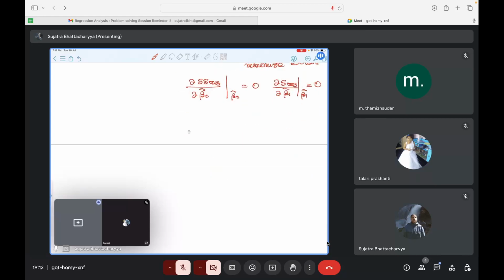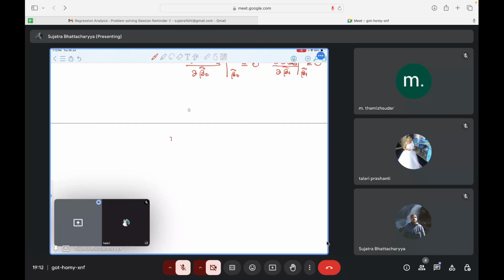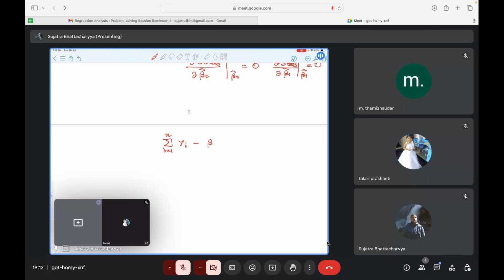Based on that, if you do it, you will get simple equations. I'm just quickly writing; you can derive it later. You can see the lectures also. It is well derived here. So beta naught cap n minus beta 1 cap summation xi, all summations from i equal to 1 to n. I'm not writing it here every time. So this becomes 0. This is the first part.